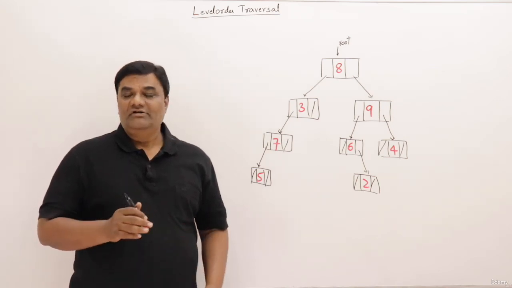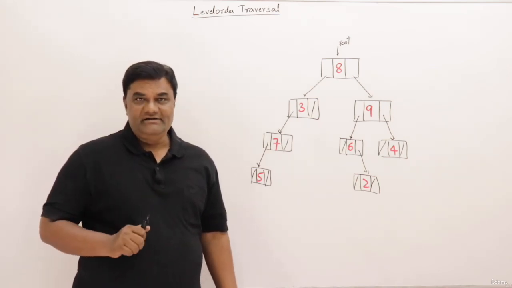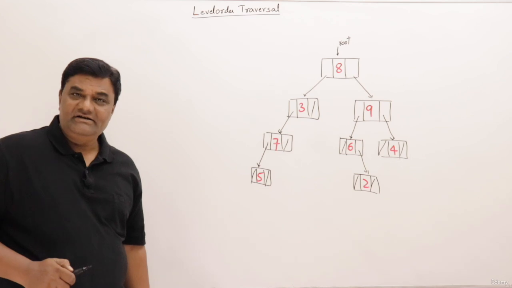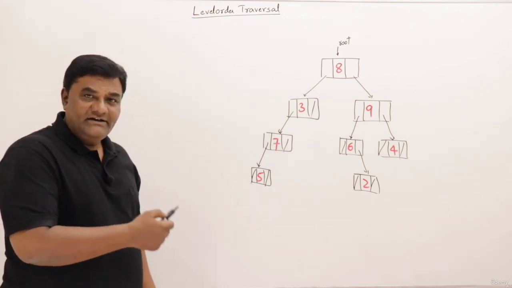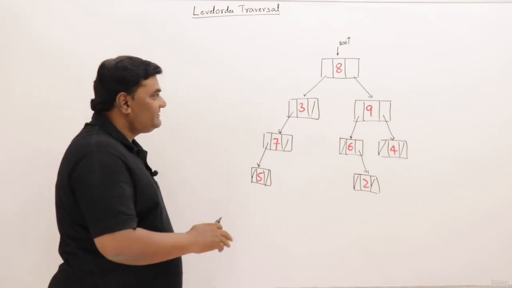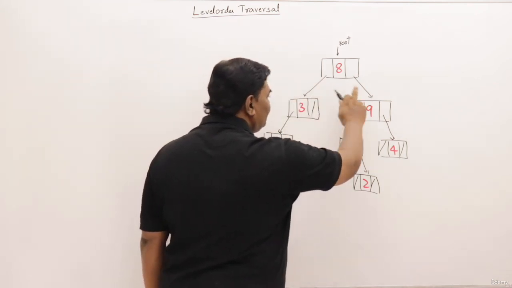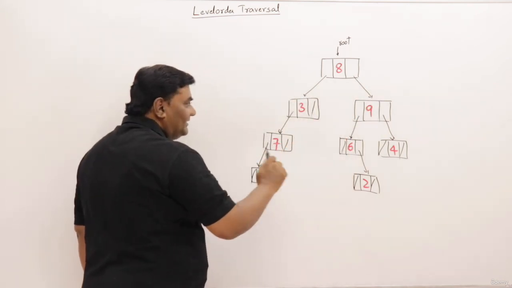The topic is level order traversal of binary tree. Here is an example of binary tree. Already we have learned about level order. Again I will repeat it. Level order means traversing all the vertices of a tree level by level.